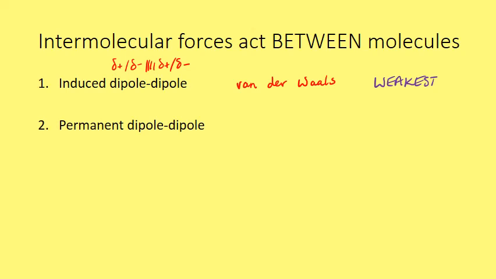The second one are permanent dipole-dipoles. So again, we've got a dipole and a dipole, so that would be some sort of dipole that exists in a molecule, and a force of attraction that would exist with another dipole that exists in a different molecule, but in this case our dipoles are permanent, and so the intermolecular forces can be permanent, and they are slightly stronger than the induced dipole-dipoles.